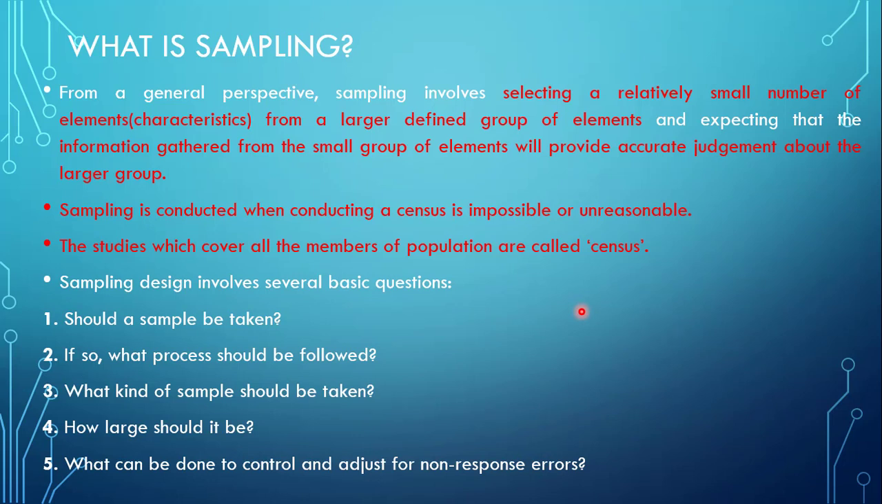Sampling is the process of taking a relatively smaller number that represents the whole population. So sampling is just the process of taking a representative from the whole population, and a sample is the elements or the characters that represent the bigger population.